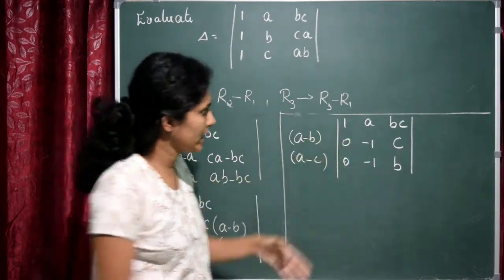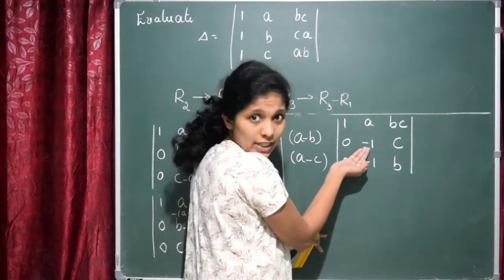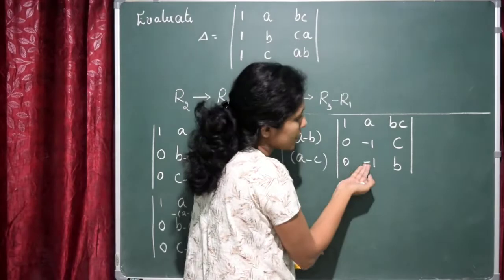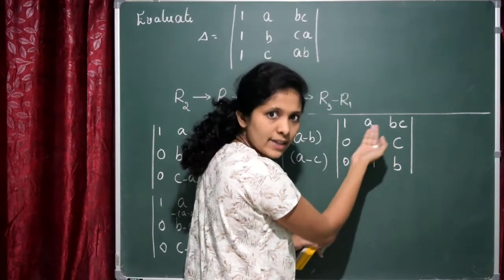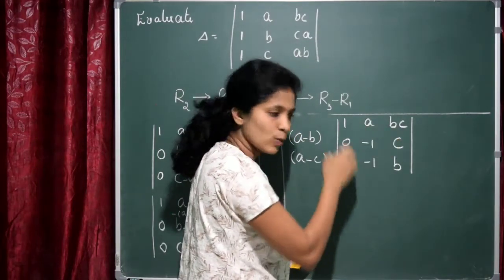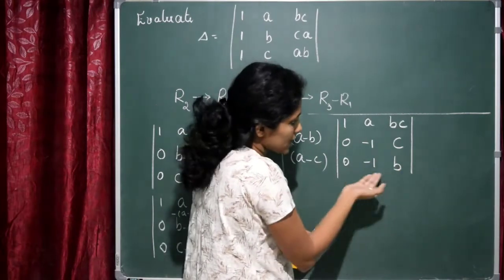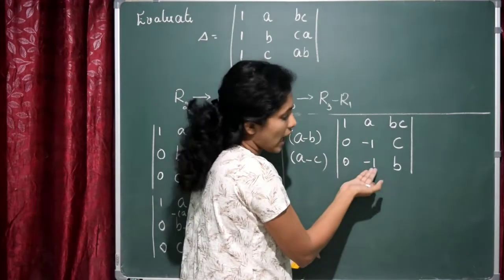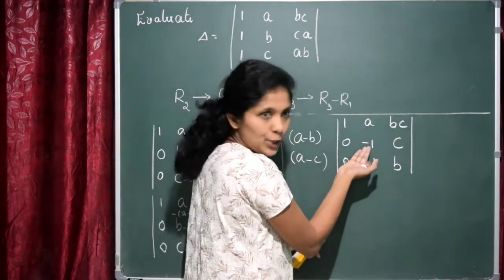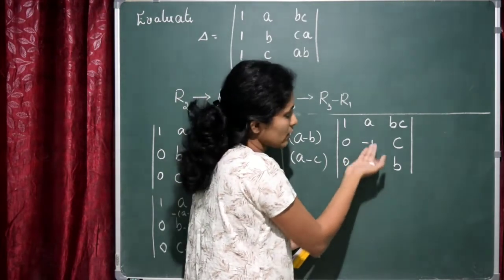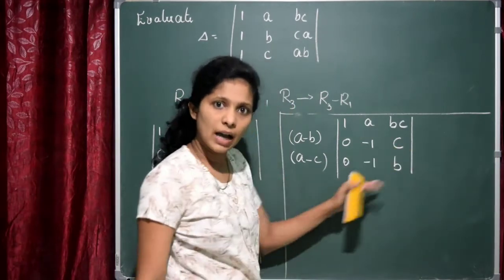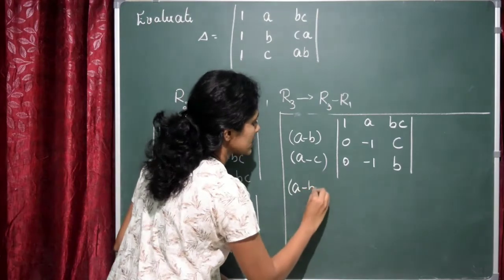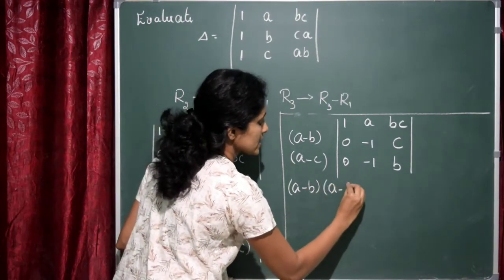Here you can expand here only. If you expand here, you will get a simple term, right? So this is minus 1 into B, that is minus B, minus 1 into minus C. Is it clear? Directly you can expand this one, or else if you want, you can do another operation: R3 changes to R3 minus R2, subtracting these two. So minus 1, this will be plus 1, so this will be now 0. Then you can expand, or else here only we will expand. Anyway, this is now A minus B into A minus C.